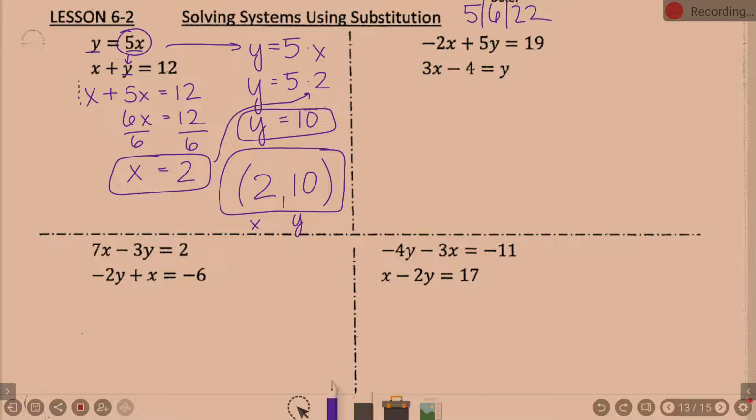Unfortunately, they're not always that easy examples, but that's still always the concept. One equation has to be x equals or y equals. Plug it into the other one, solve it, then take that answer, plug it in, and find the other answer.